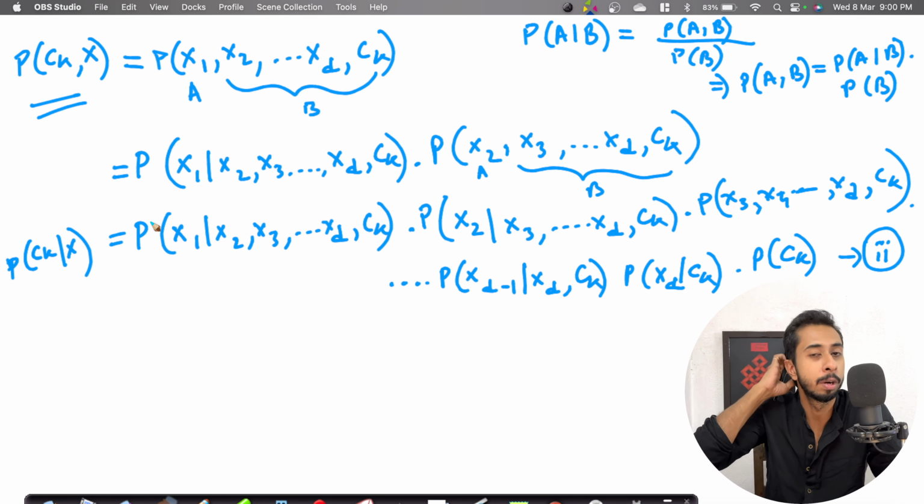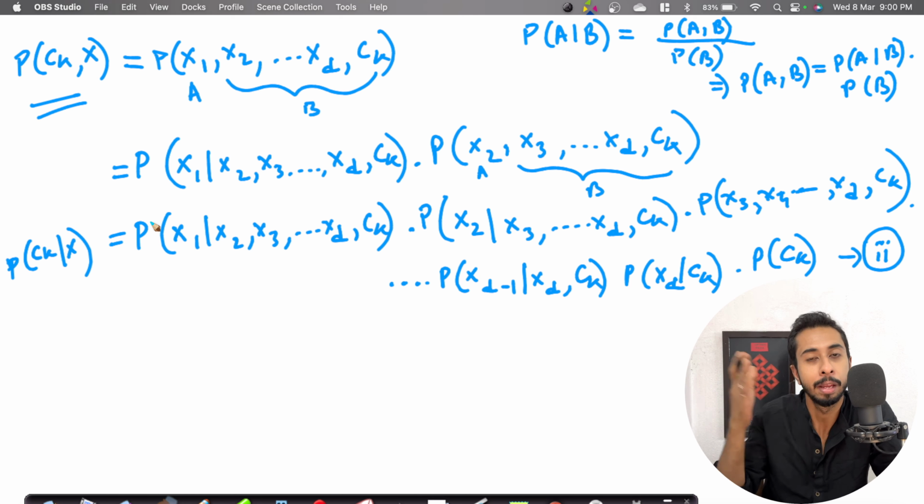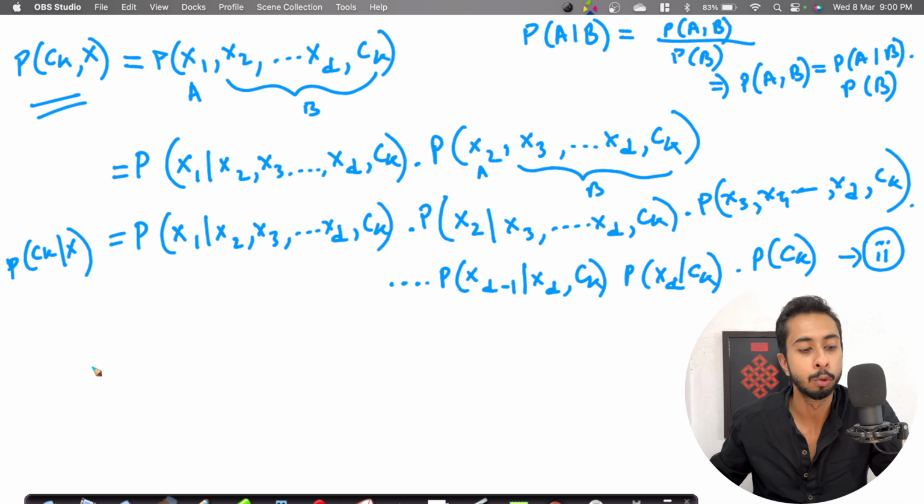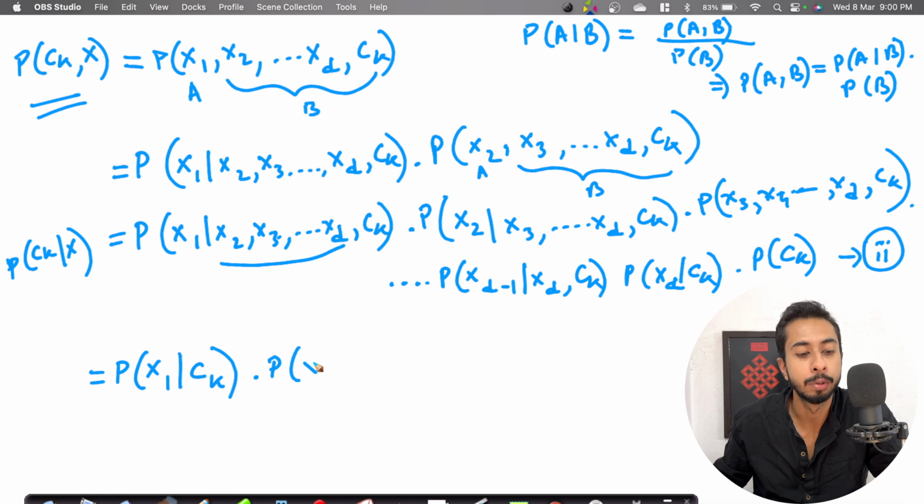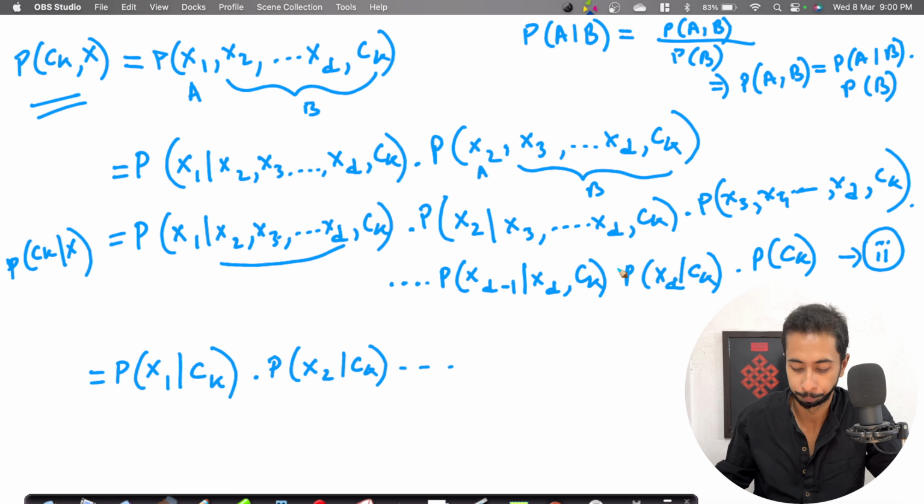What was the definition of conditional probability? Probability of A given B is equal to probability of A, right? You already know this. So we can rewrite this equation as probability of x1 given ck. We can remove this part because this has no importance, right? Because they are independent of each other, so they will play no role. In the same way, I can write probability of x2 given ck, and so on.